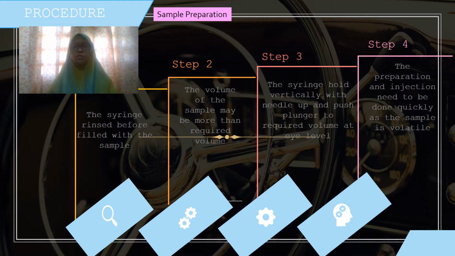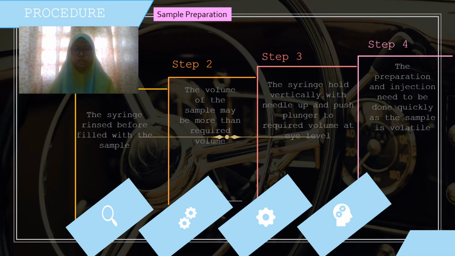Beginning with the sample preparation, firstly, the syringe will be rinsed before being filled with the 4 different samples, and the volume of the sample may be more than the required volume. The syringe is held vertically with the needle up and the plunger pushed to the required volume at eye level.